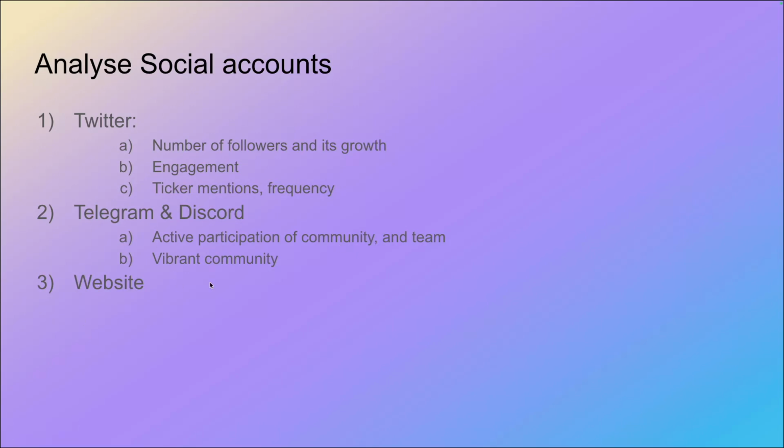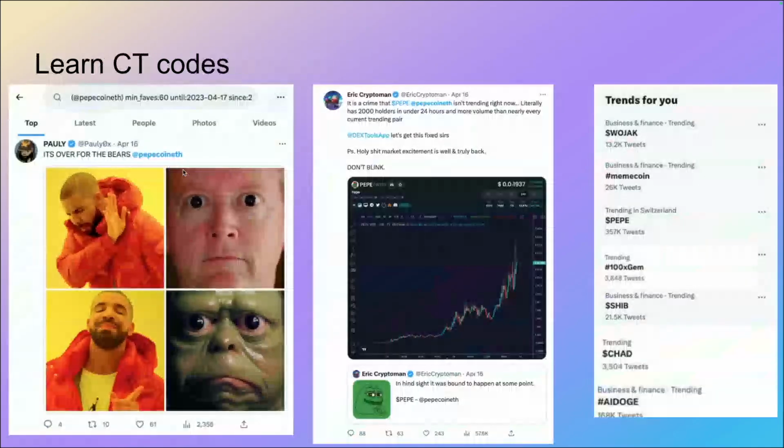Now, about Twitter, we mentioned learning CT codes. I have here a few examples from my thread on Pepe from last year, where I did some analysis of who actually talked about Pepe. Pepe was launched on the 15th of April last year.